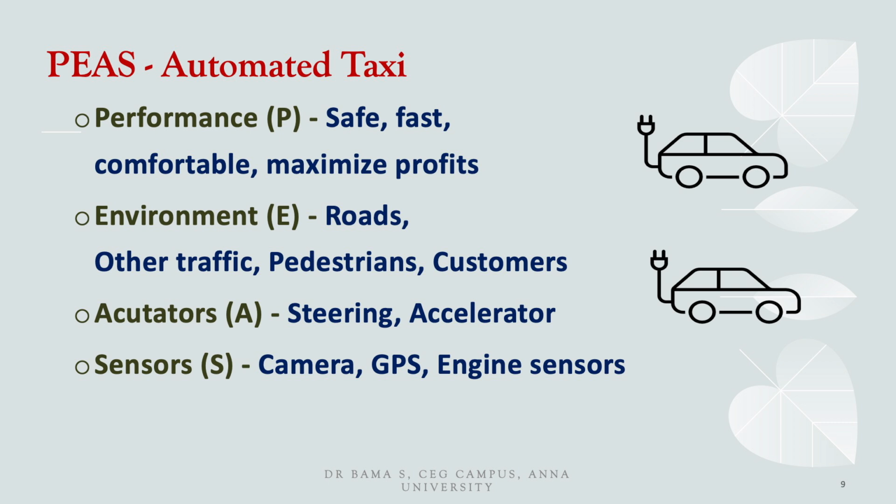The second specification is the environment with respect to that agent. Here it is going to be the roads for the automated taxi, the other traffic conditions, the pedestrians and the customers. The third would be the actuators, for example here in the taxi, the steering wheel or the accelerator. The sensors would be the camera, GPS or other engine sensors.